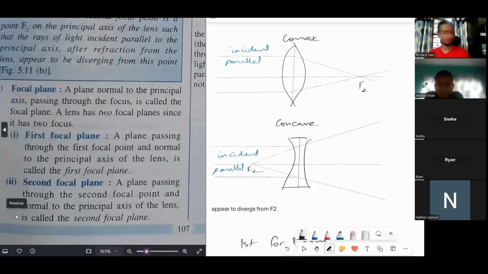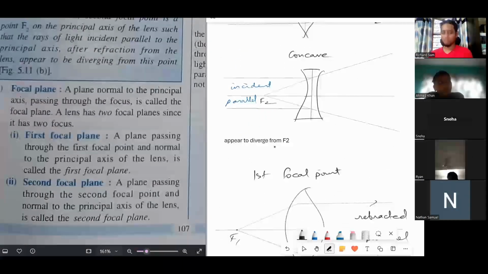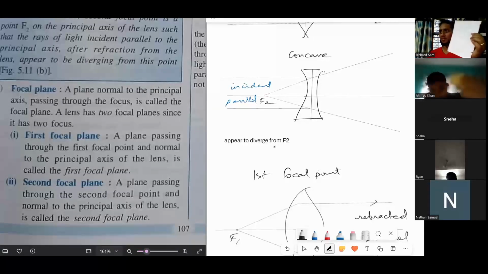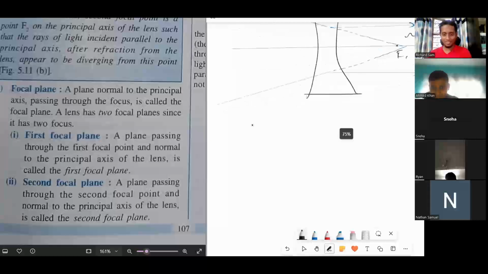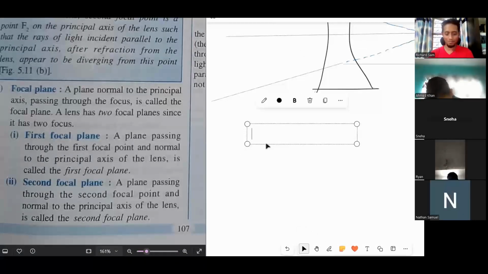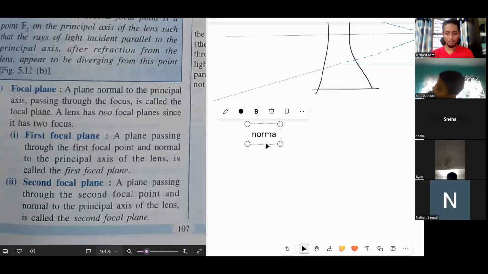Is everyone clear? What's the meaning of the word normal? Perpendicular. What's the meaning of plane? Flat surface. Only one said that. I'll ask that again. What's the meaning of the word normal? Perpendicular. What's the meaning of plane? Flat surface. Write that down somewhere. Write the meaning of that word. We use the word normal so many times, right? Last chapter was full of normal, normal. Normal means 90 degree.